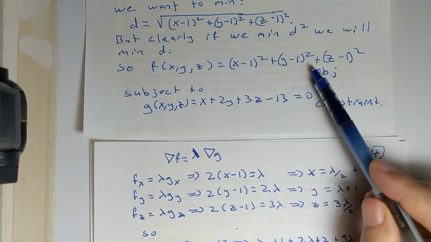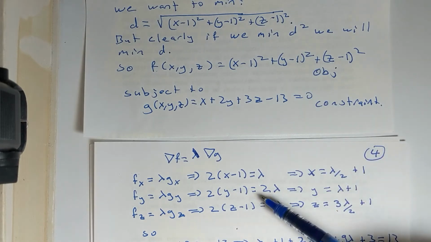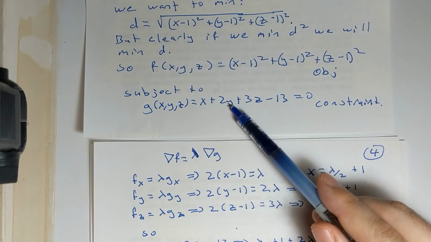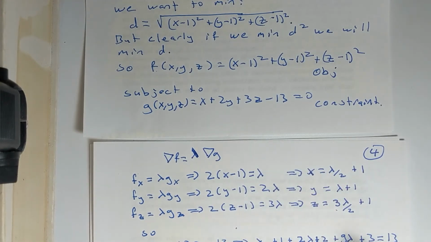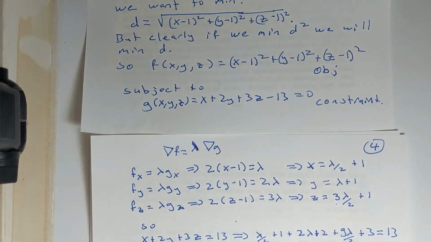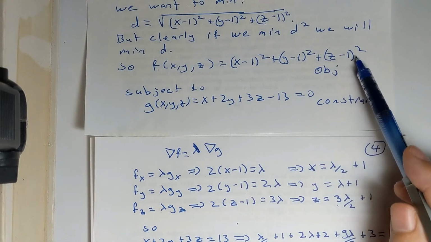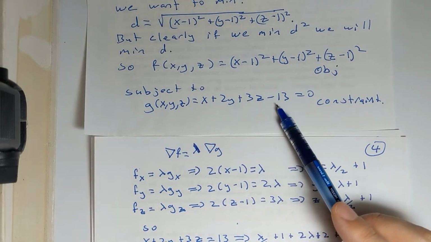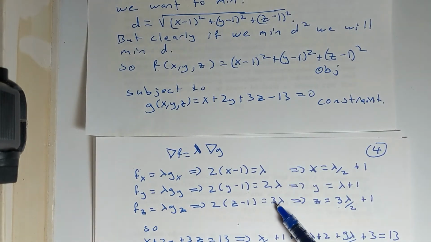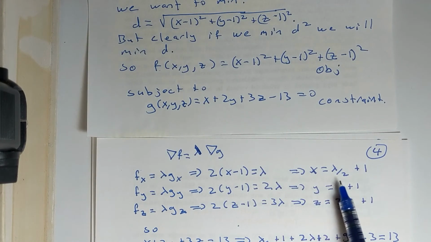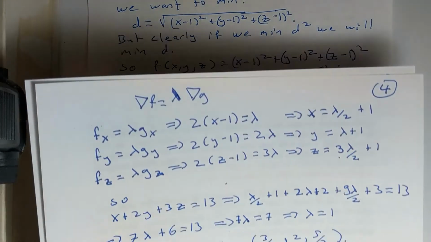Same thing: the derivative of f with respect to y is 2 times (y minus 1), and the derivative of g with respect to y is just 2, so I'll multiply by lambda and you get 2 lambda. And the derivative of f with respect to z is 2 times (z minus 1), and the derivative of g with respect to z is just 3, so it's 3 times lambda. Now, when you solve these equations, you get x equals lambda over 2 plus 1, y equals lambda plus 1, and z equals 3 lambda over 2 plus 1.